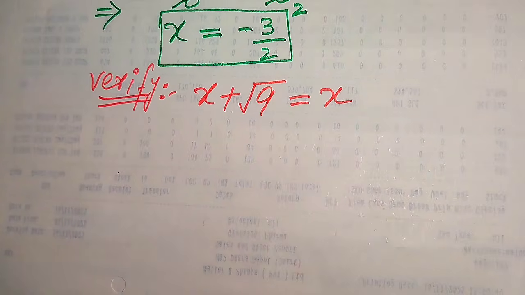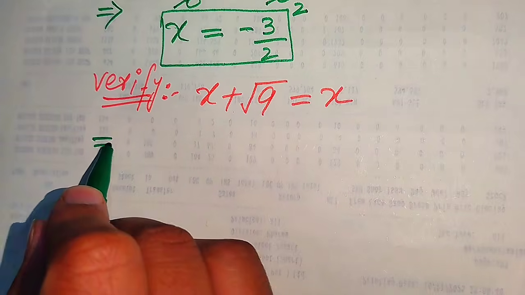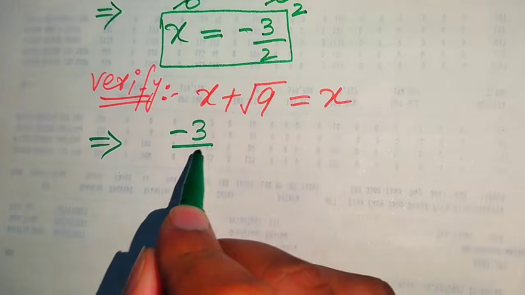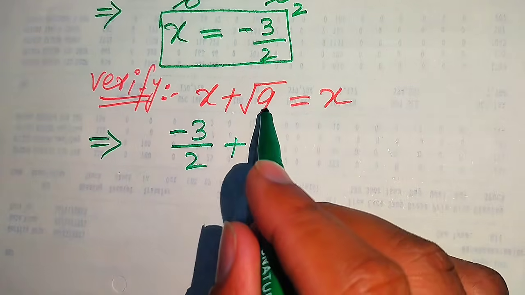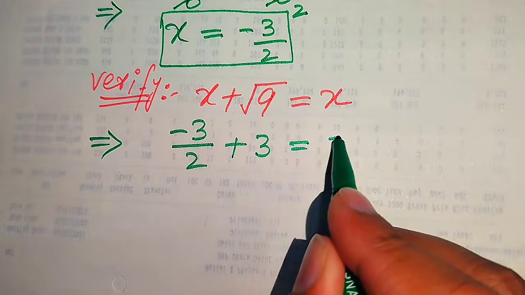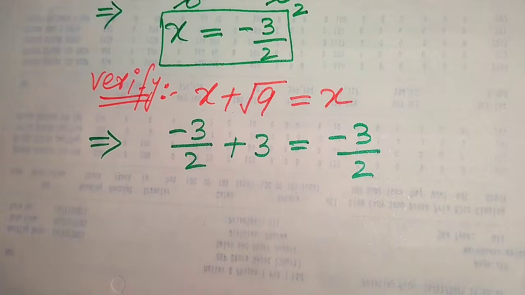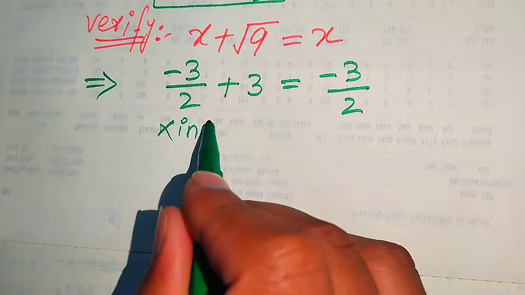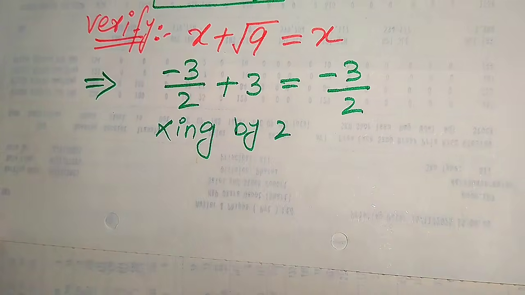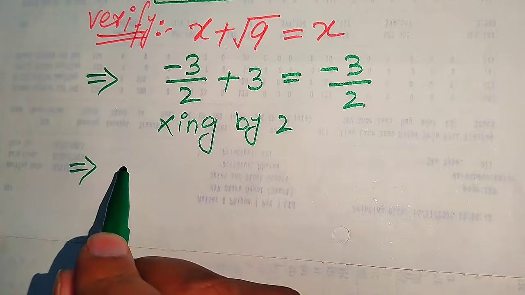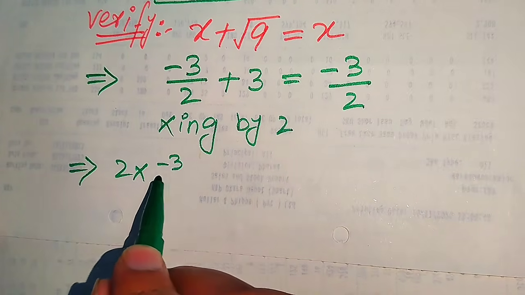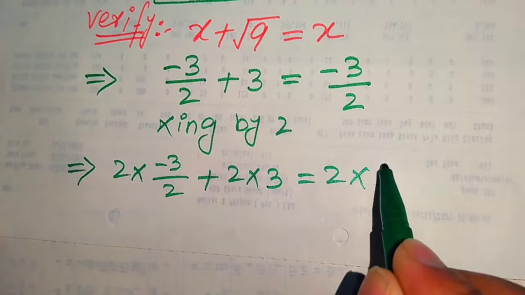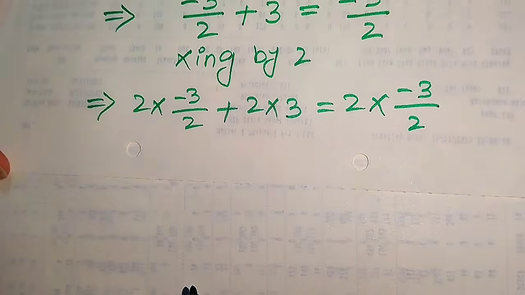Further, in the next step we substitute the above value of x on both sides and check its behavior. When we put this value here it becomes minus 3 over 2 plus square root of 9, and square root of 9 becomes 3, equals minus 3 over 2. Now for simplification we will multiply each of these terms on both sides by 2. So it becomes 2 multiplied by minus 3 over 2 plus 2 multiplied by 3 equals 2 multiplied by minus 3 over 2.